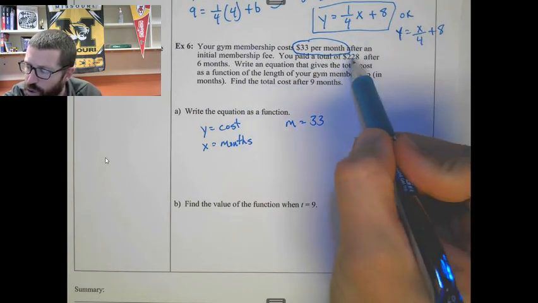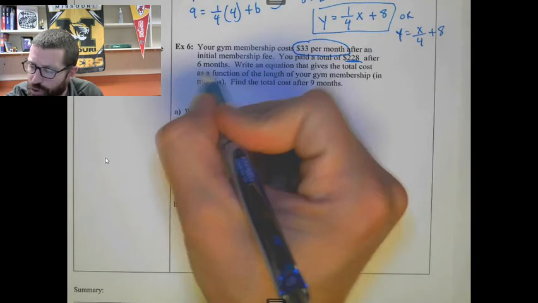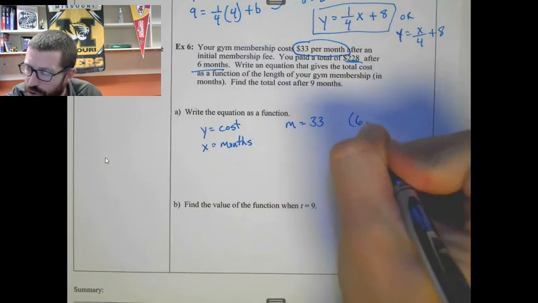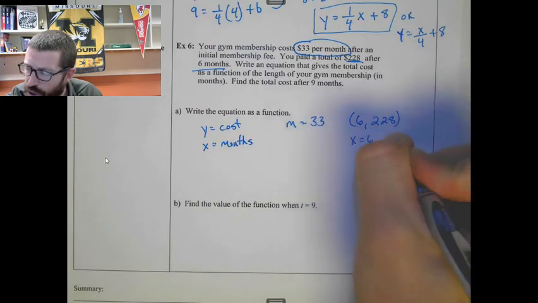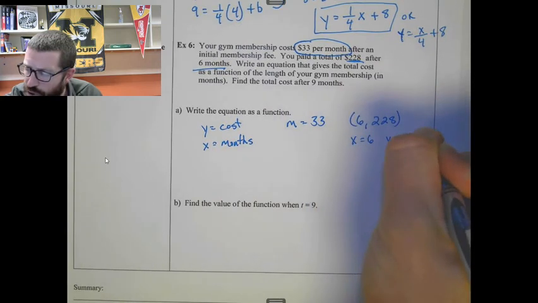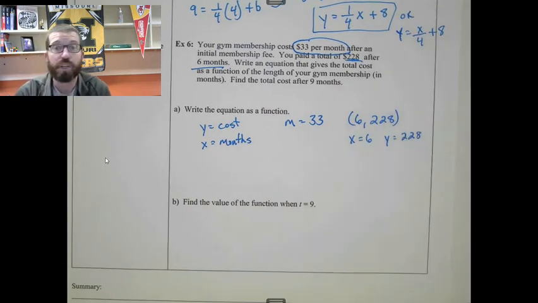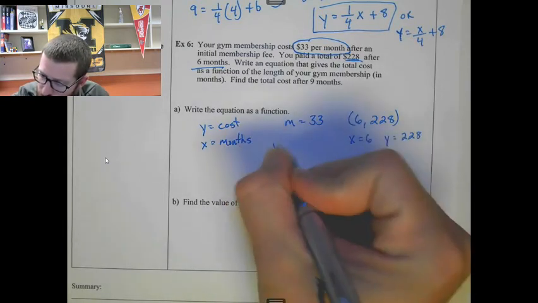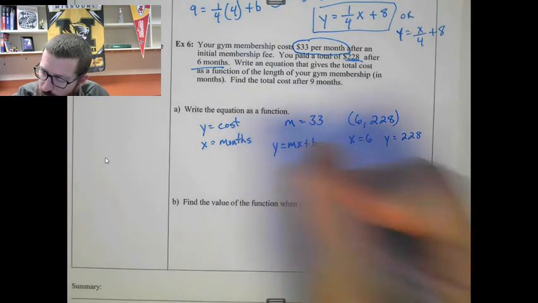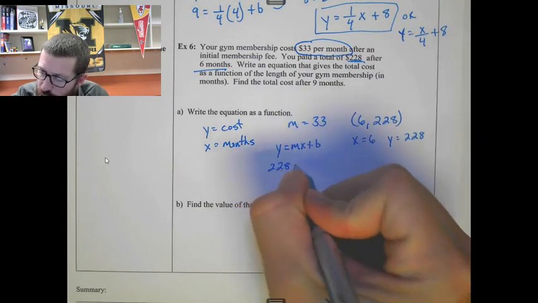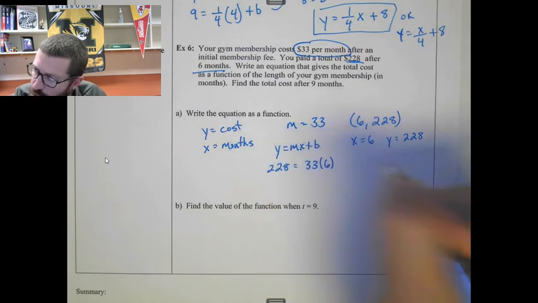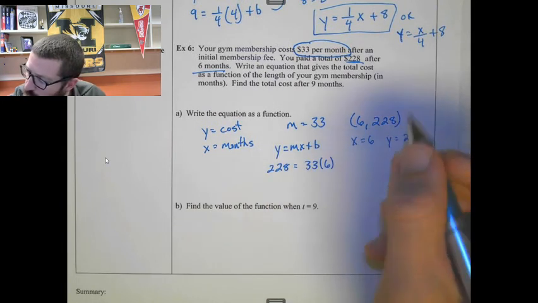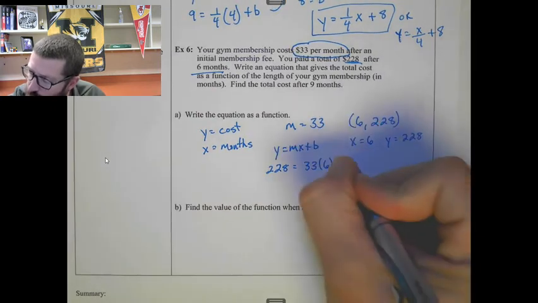And we know you paid a total of $228 after 6 months. That gives us a point. So that gives us an x is equal to 6 and a y is equal to 228. So now we have enough to write an equation. We have our y, our x, and our m. So let's do that. 228 is equal to m is 33 times 6 plus b.